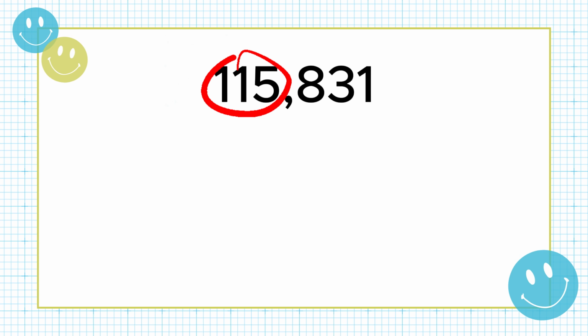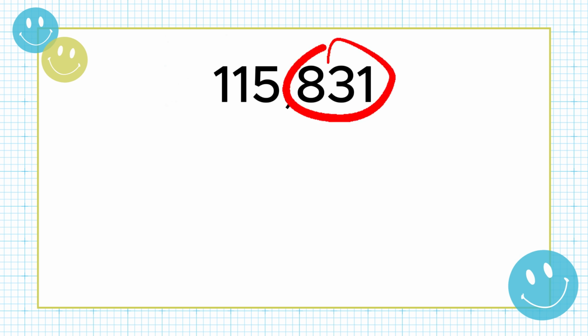Say 115,000. After that, continue reading the number in the ones period. Since it is in the ones period, you don't need to add any words. Just read the number as it is. 831. So this number reads as 115,831.